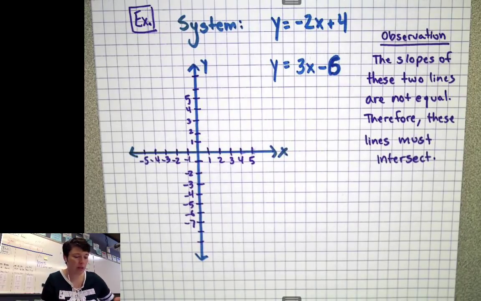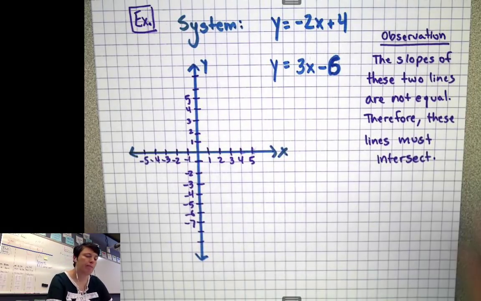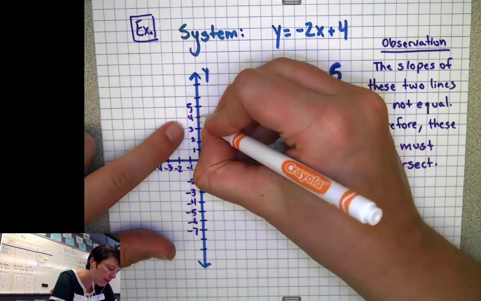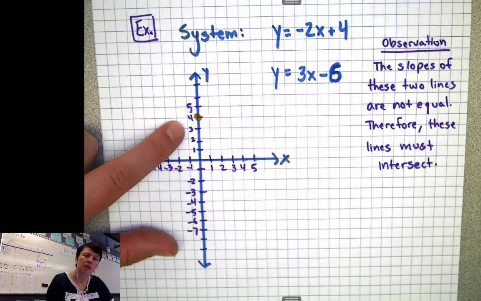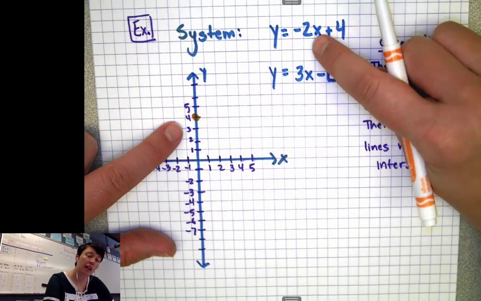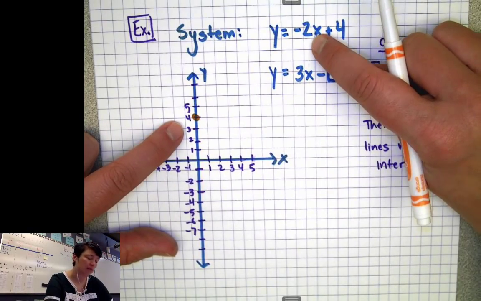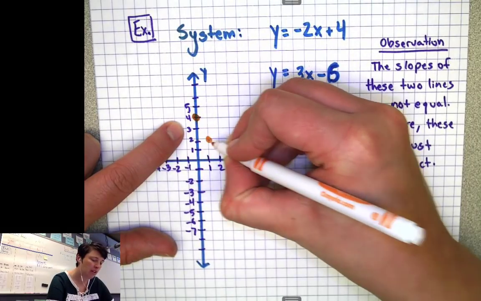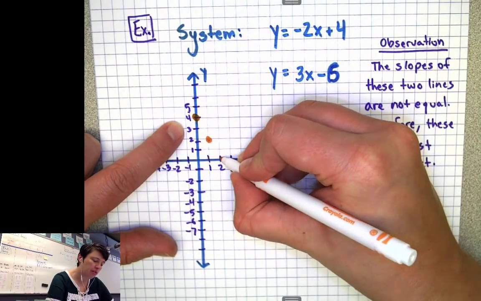If I went fast, pause the video, make sure yours looks nice. But here is what I'm going to do. I'm going to plot both lines. So the first one is negative 2x plus 4. So we're going to start at 4. That's our y-intercept. And we're going to go with a negative 2 slope, so we must be going down 2. So we're going to go down 2, but still over 1. Down 2, but over 1.